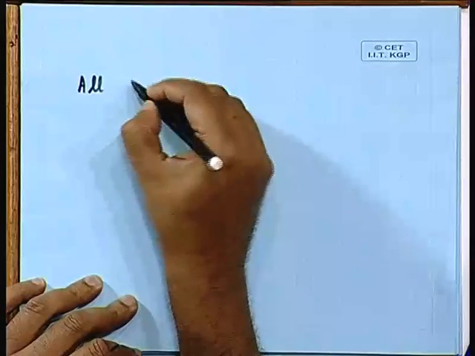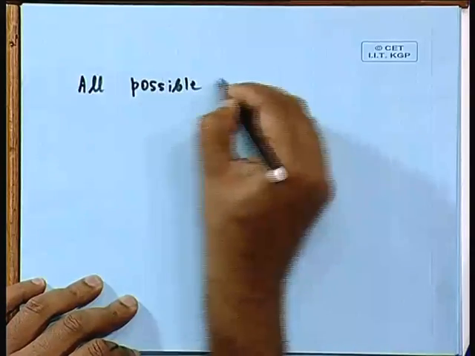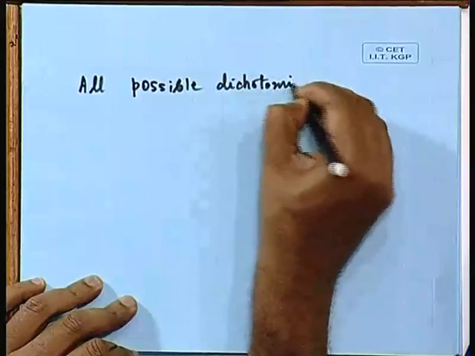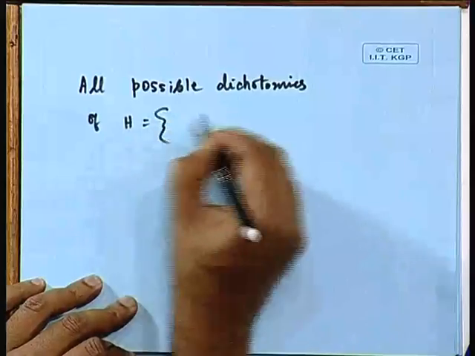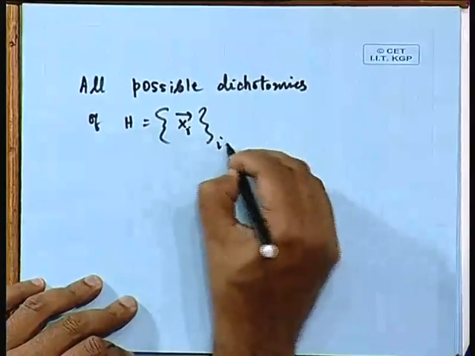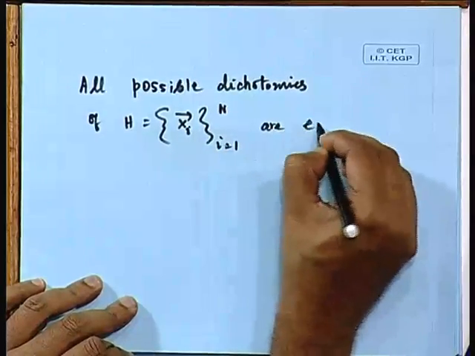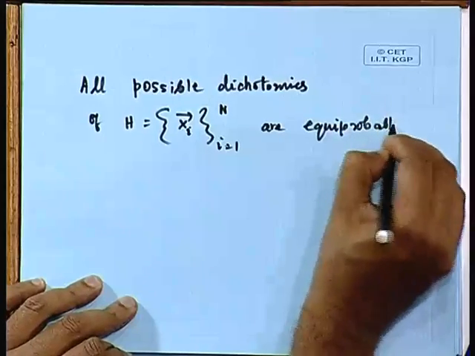Out of those dichotomies, all are not separable, even using these non-linearly separable functions. There are only a few which are separable. So, what Cover did was to study the probabilities that such dichotomies are separable. It is based on the assumption that all possible dichotomies of H equal to xi, i equal to 1 to n, are equiprobable.